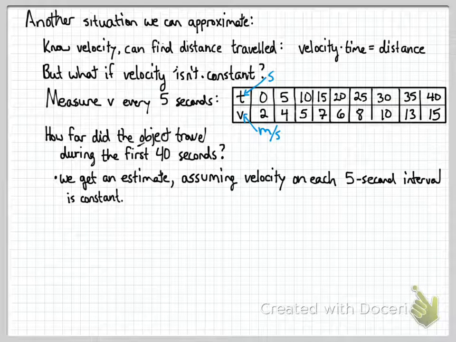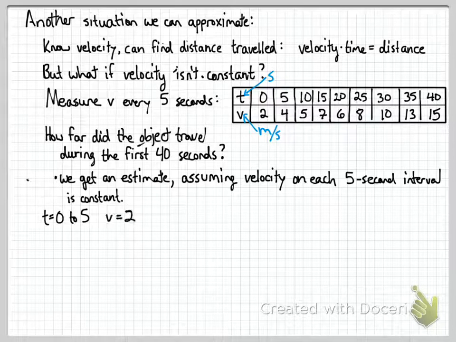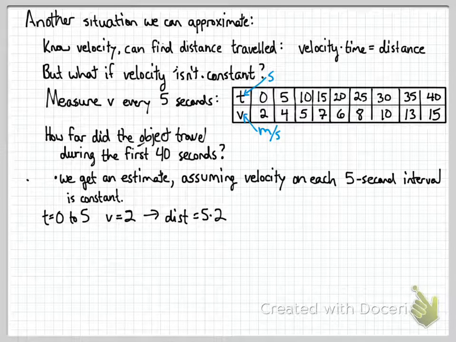But what I'll do is assume that the velocity in each 5-second interval is constant. So the first 5 seconds, it's going at 2 meters per second. Then it abruptly shifts and goes at 4 meters per second for the next 5 seconds. And then 5 meters per second, and then 7 meters per second, and so on. We know velocities don't really look like this, so it's not going to be an exact answer, but it'll be an approximation. So from time 0 to 5 seconds, I can say the velocity is 2 meters per second. That's what it was at 0, so I'll just assume it stays constant. So the distance during those 5 seconds is 5 seconds times 2 meters per second, so 10 meters.